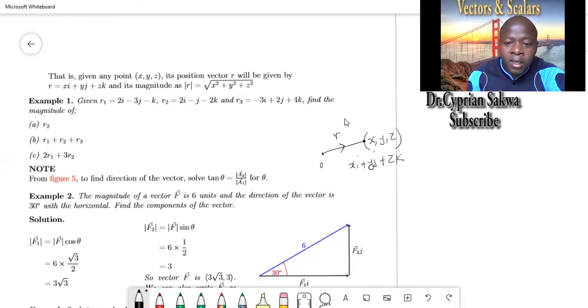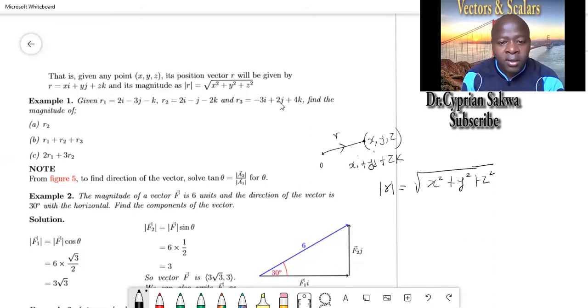What about the magnitude of r? The magnitude of r, as we already stated, would be the square root of x squared plus y squared plus z squared. And that's what we have here. So let's look at a few examples. Given r1 equals 2i minus 3j minus k, and r2 equals 2i minus j plus 2k, and r3 equals that, find the magnitude of r2.